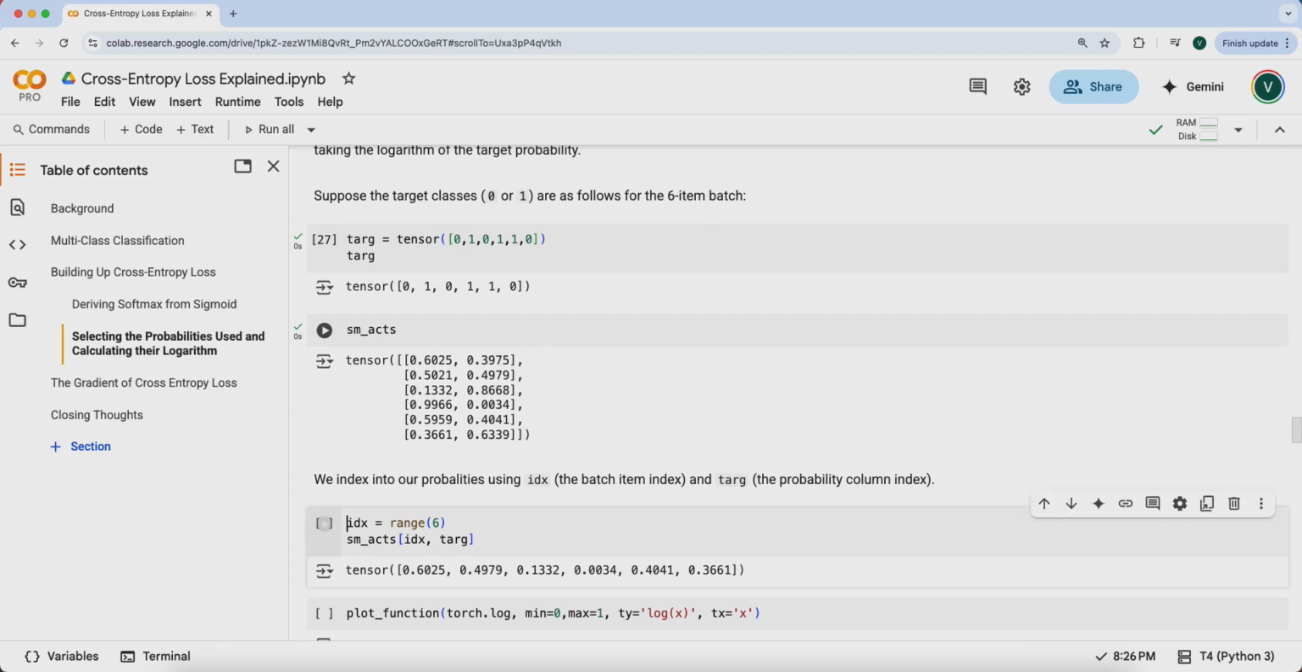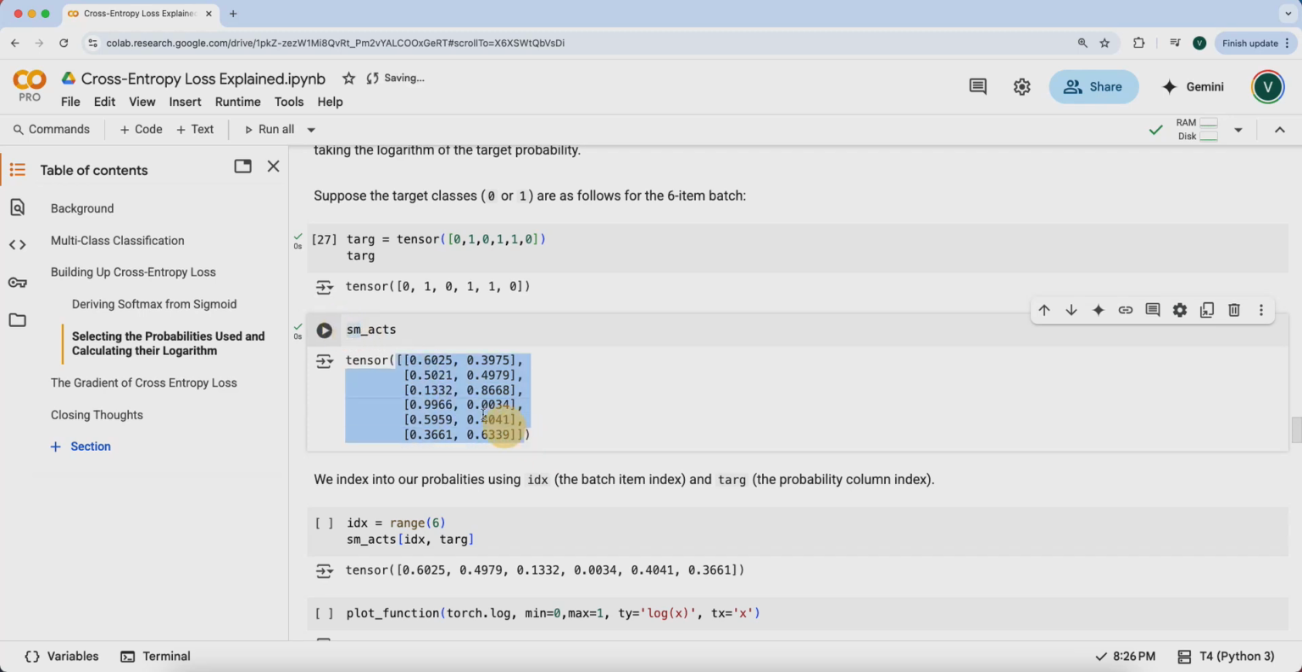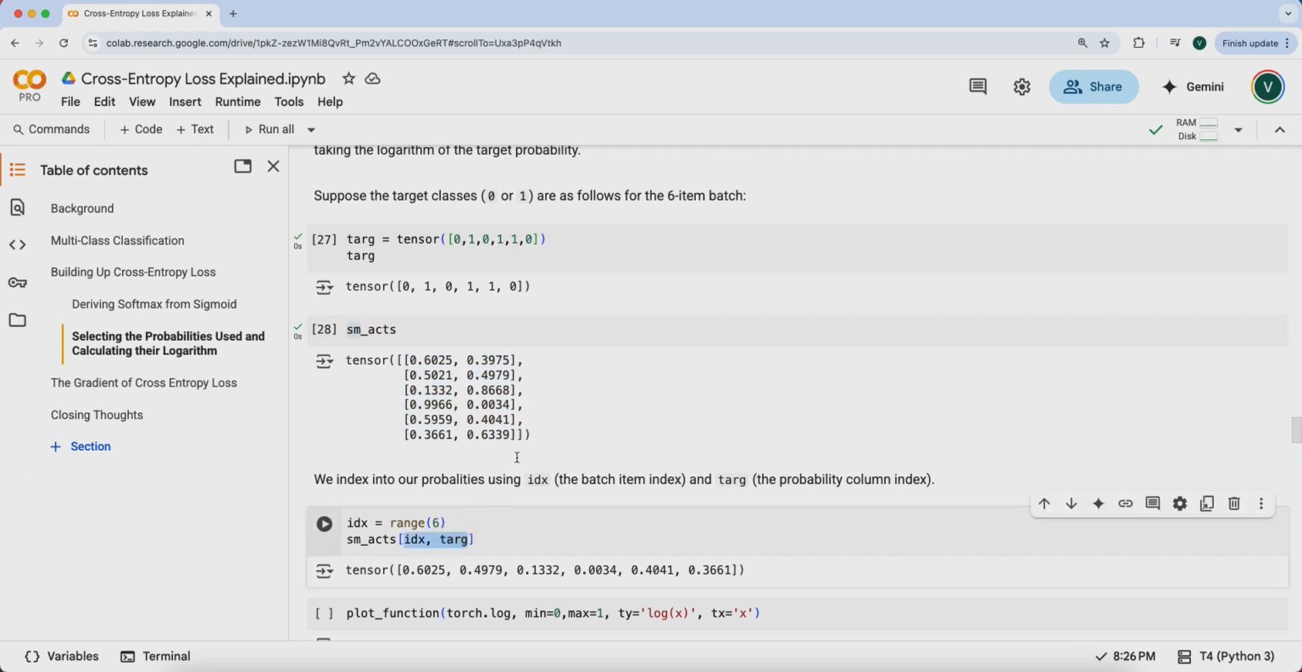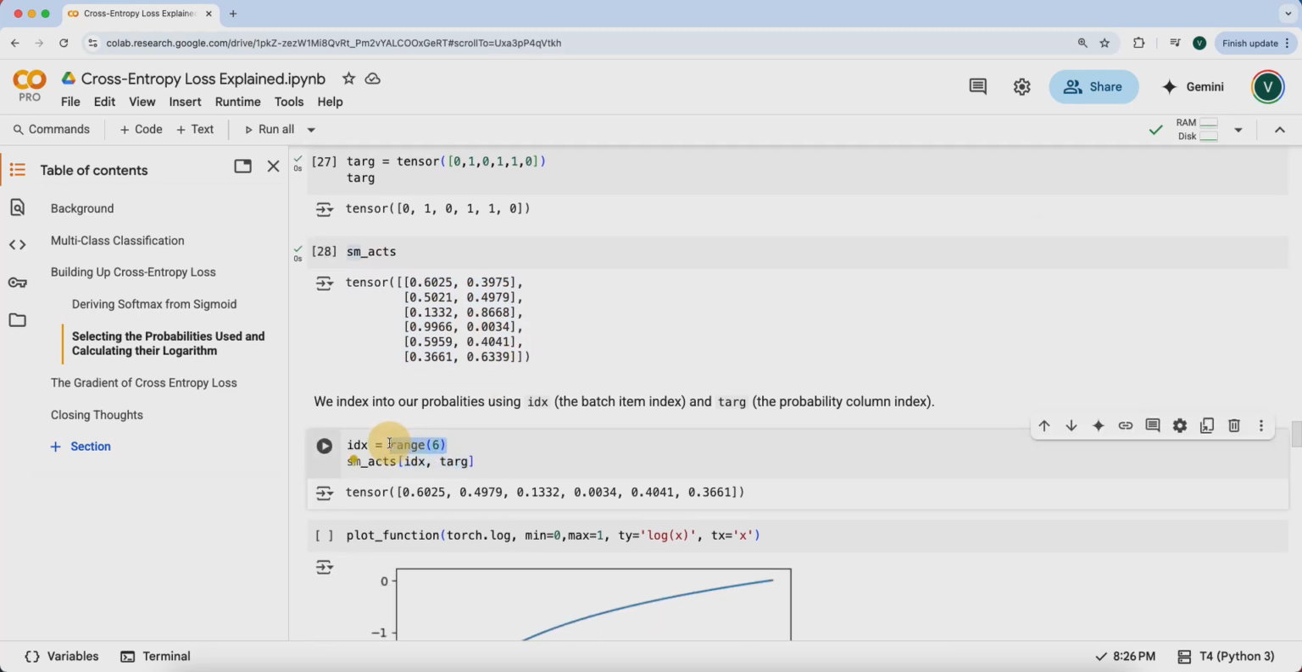What we're going to do now is index into our probabilities using the batch item index and the probability column index. Because our activations, which are now passed through softmax, so these are really probabilities, have 2 dimensions, we're going to need 2 indexes. Our first index is going to index into the rows, and that is just a range of 6, so 0, 1, 2, 3, 4, down to 5. Our second index, which is indexing the columns, 0 or 1, is going to be picking out whichever target column it needs to pick out.